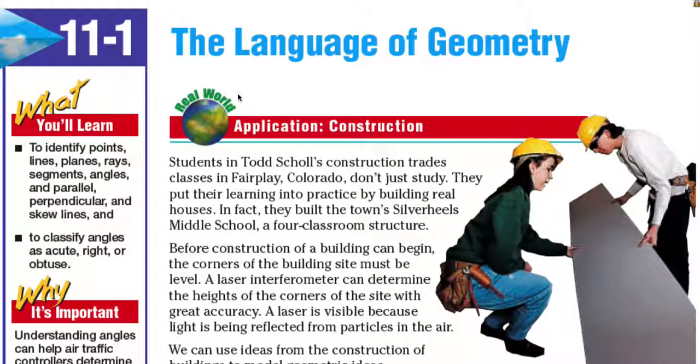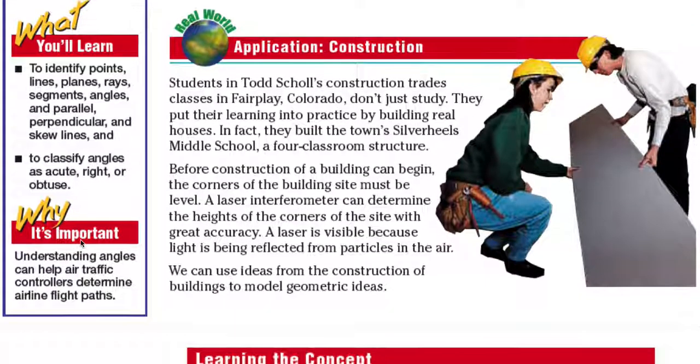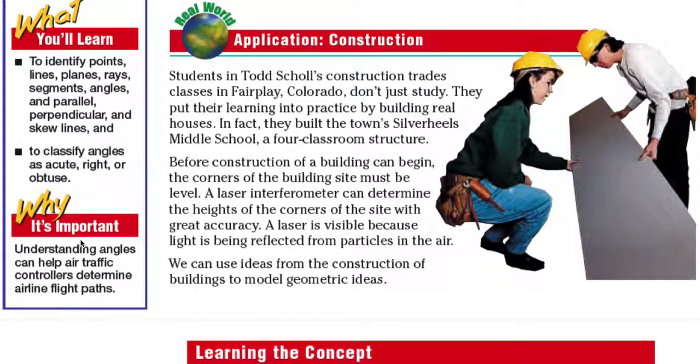Lesson 11-1, the language of geometry. In this lesson, you learn to identify points, lines, planes, rays, segments, angles, and parallel, perpendicular, and skew lines, and to classify angles as acute, right, or obtuse. Why is it important? Because understanding angles can help air traffic controllers determine airline flight paths.